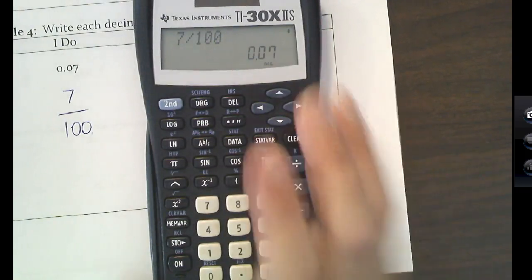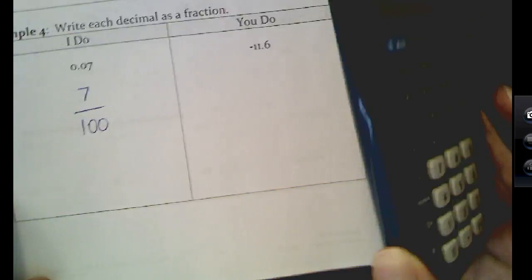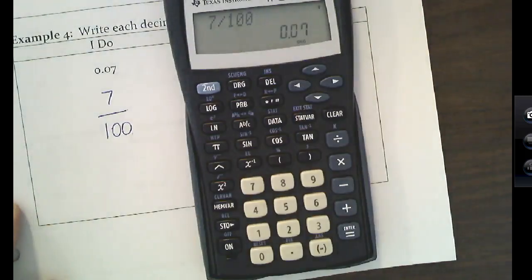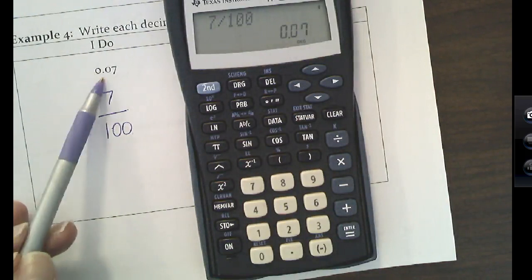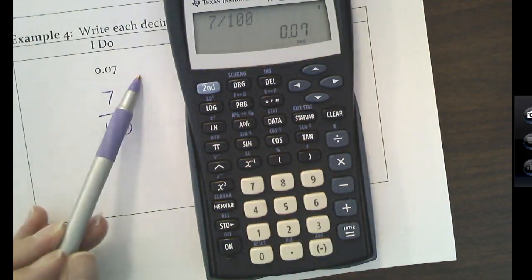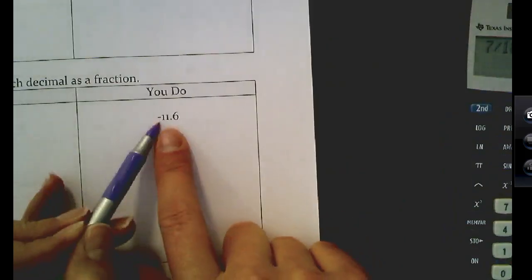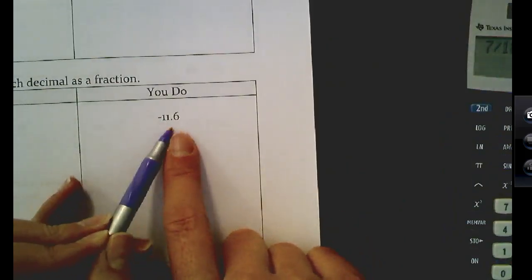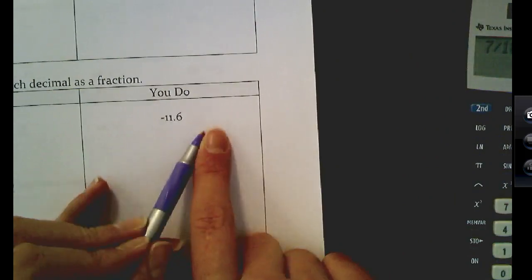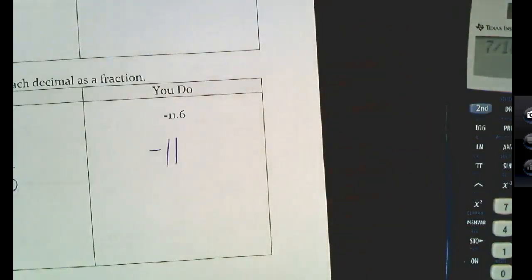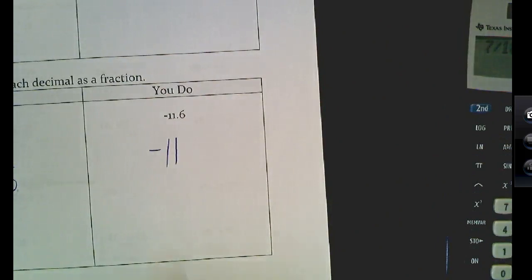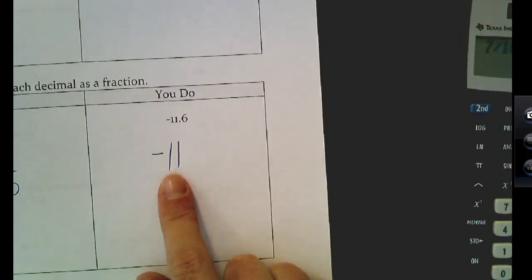All right, so for this next one, you got a question? Yeah, you could say 0 and 700, or you could just say 700. Now this next one, we would read this as negative 11 and 6/10, right? So we have negative 11. So write your whole number, negative 11. Mask up, buddy. Thank you. So you're writing negative 11.